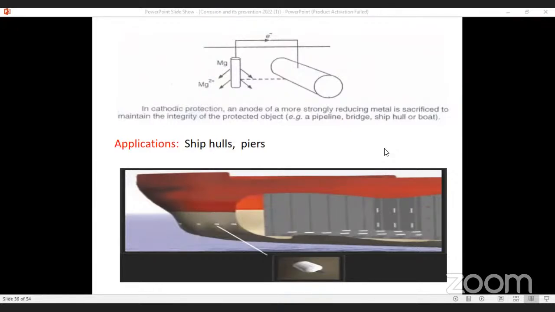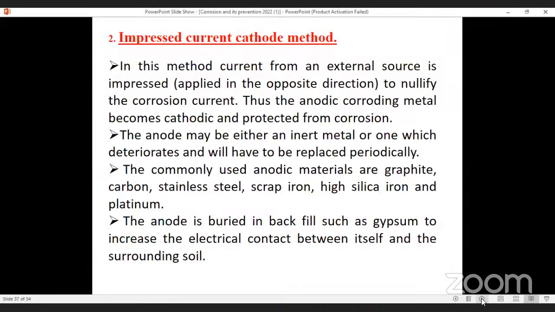The other metal will always be sacrificing, that is, it will be involved in oxidation, which means the iron itself will be involved in reduction. Therefore, there is no corrosion process. This is about sacrificial anodic protection. Coming to one more, that is the impressed current cathodic protection method.